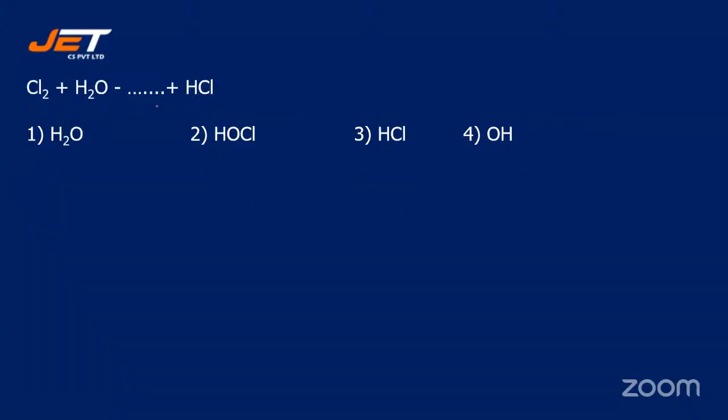Chlorine plus water gives rise to what plus HCl? What is this? Hypochlorous acid, HOCl, HCl, or OH. So which is formed? Let us see who will answer this question. No answers. So HOCl is the compound which is formed here. Yes, Harshavardhan has mentioned it as option 2, which is correct. So HOCl is a compound which is also formed with HCl.